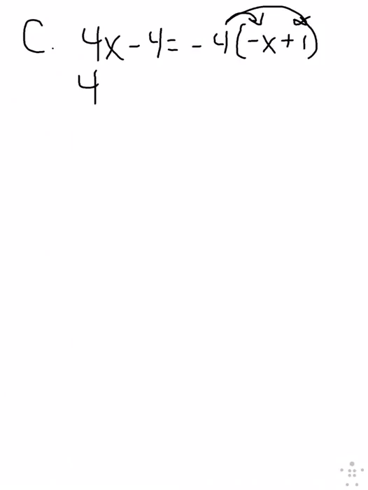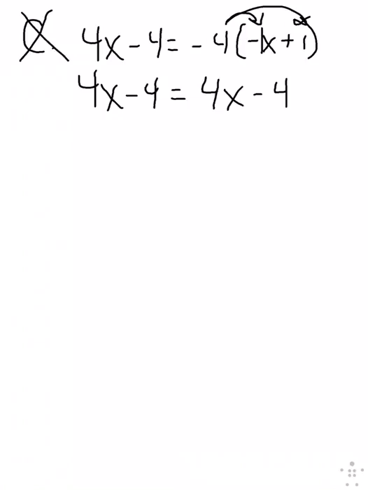Letter C, 4x minus 4 equals negative 4(negative x plus 1). First step is to distribute. Negative 4 times negative 1, I know that that's a 1 in front of the x, gives me a positive 4x. Negative 4 times 1 is negative 4. 4x minus 4 equals 4x minus 4. They match. They are the same on both sides. So that is an infinite solution.